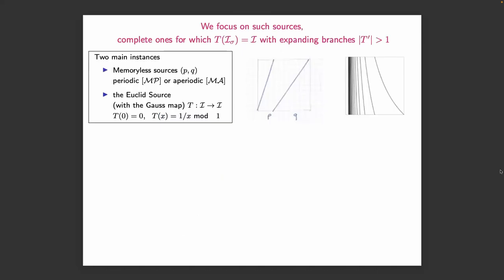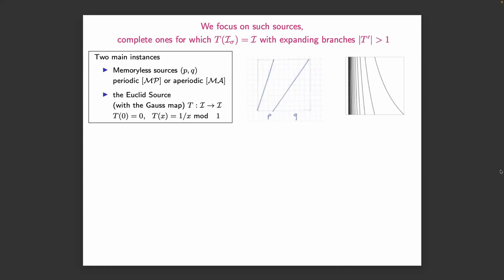Here, I consider only very particular dynamical sources, complete dynamical sources. That means that the branches are projective and also expanding. And I focus on three cases. In fact, first, a memoryless source with two symbols, T and Q, with probabilities P and Q, so P plus Q is equal to one. And here the dynamical system just defines the branches and completes them.